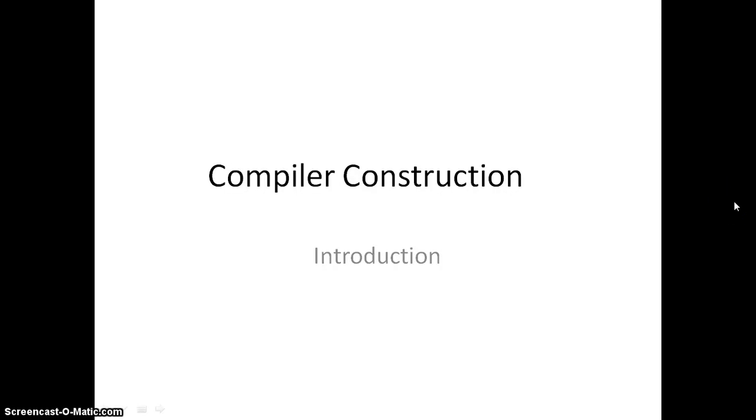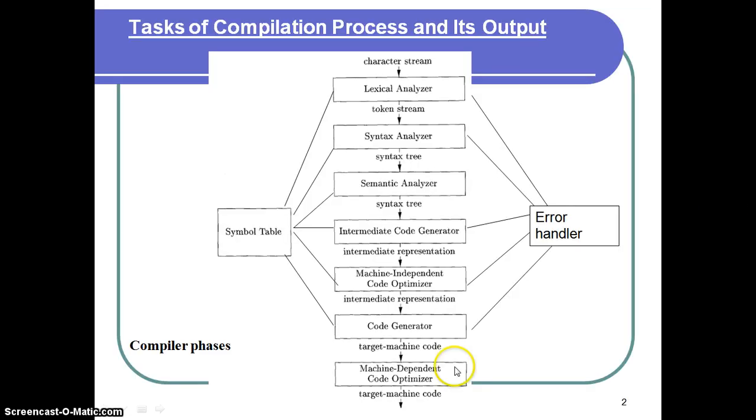Compiler construction is a complex program that converts the high-level language into the machine-level language. We will also call it converting into the object program. There are certain phases involved in translating your source program into the machine-level language. These are lexical analyzer, syntax analyzer, semantic analyzer, intermediate code generator, code optimizer, and the code generator.